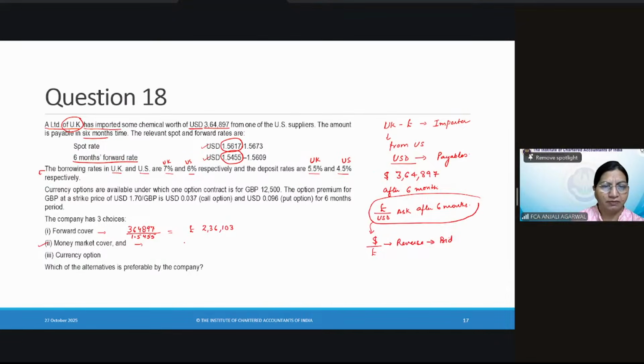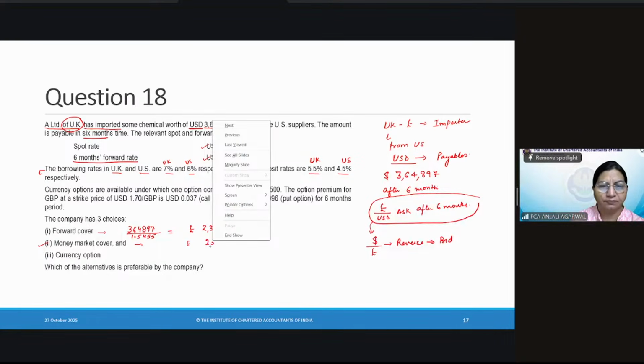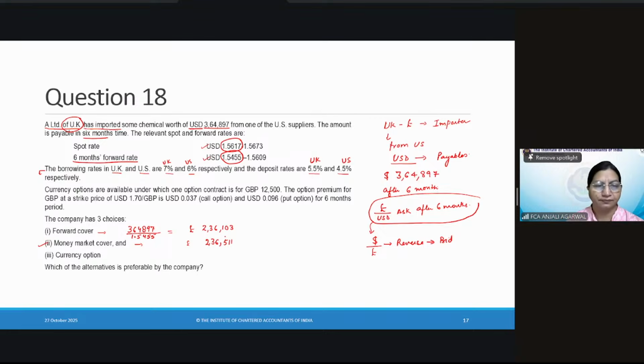Under the money market cover, 236,511. And last, under the currency option. So currency options are available under which one option contract is for GBP 12,500.